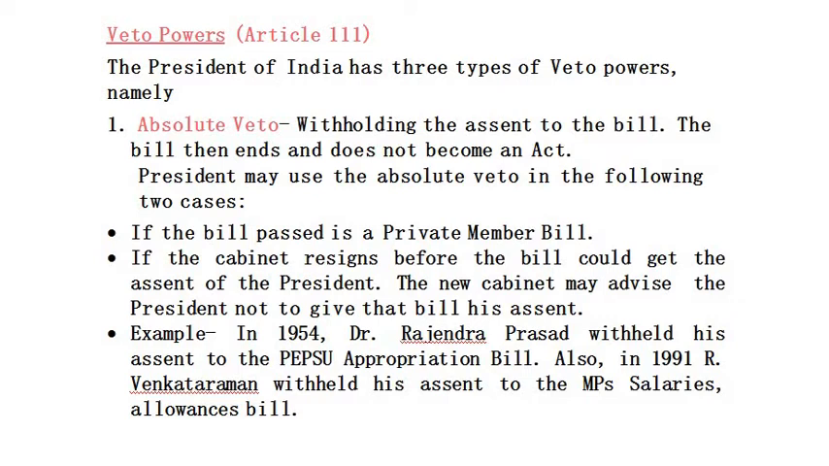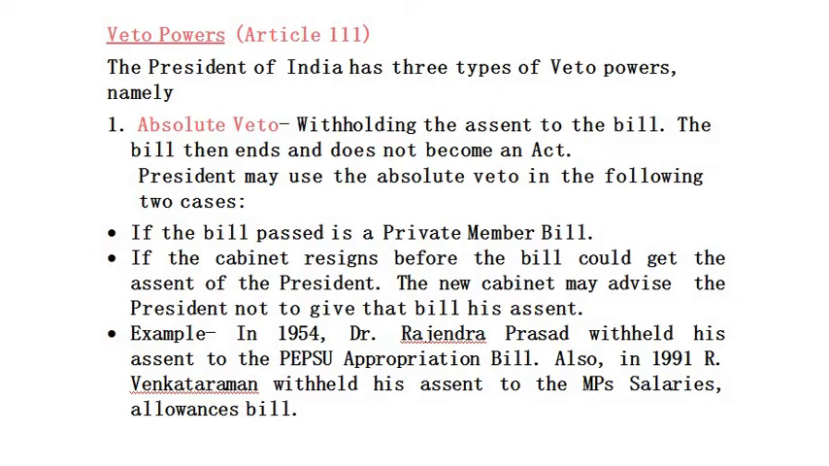That means if any bill has been passed by both the houses of the parliament and comes to the president's signature or assent, then he can use the absolute veto. That means he just withholds his assent on the bill and does not pass it. Then the bill ends there and does not become an act.